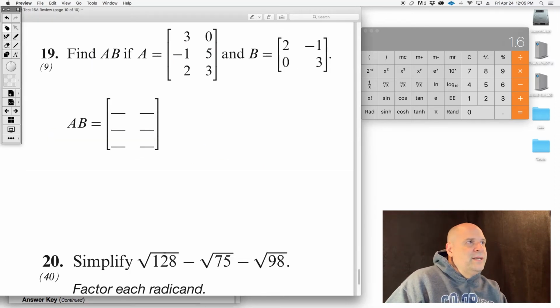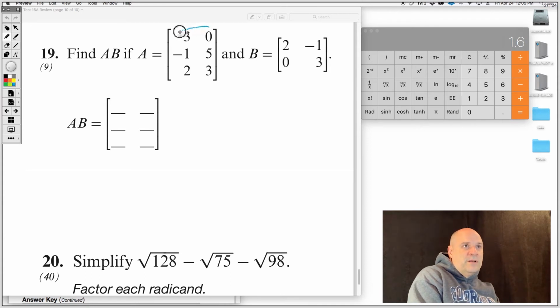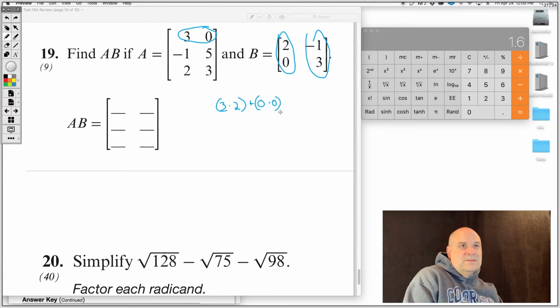Cool. So number 19 goes back all the way to lesson 9. Remember lesson 9? Good times. Find AB if A equals that and B equals that. So we're just multiplying, and I'm going to color coordinate this. We multiply this row times these two columns. So that is 3 times 2 plus 0 times 0, which is 6 plus 0, which is 6. And in this slot, 3 times -1 plus 0 times 3, so that cancels out, and you just get a -3.